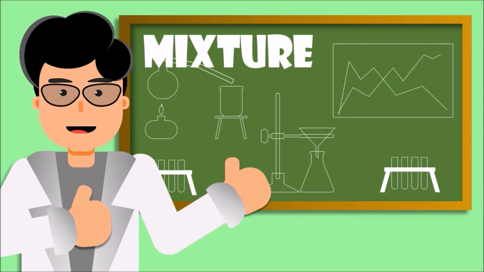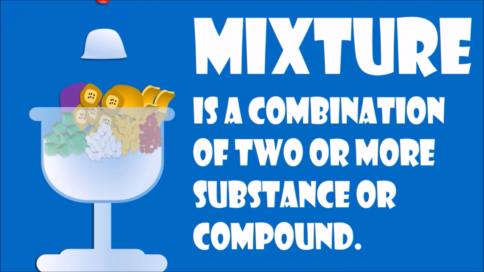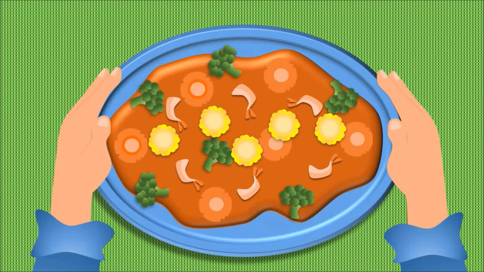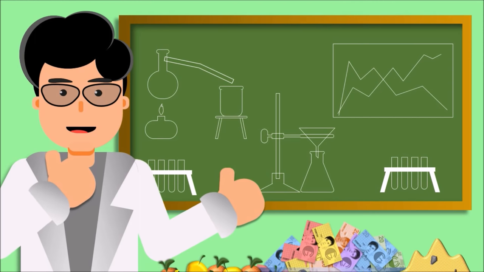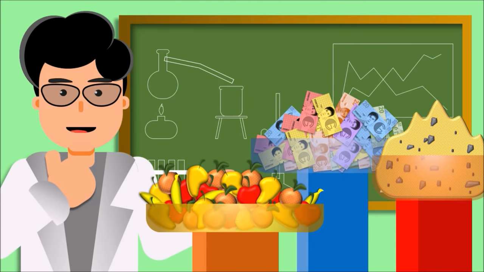In our past lesson, you have learned everything about mixtures. Now you know that a mixture is a combination of two or more substances or compounds. Mixing things is very important to everyone and to our daily needs, like cooking. But on the other hand, there are a lot of mixtures around us which specifically need to be separated in order to be properly used and benefited from by humans.